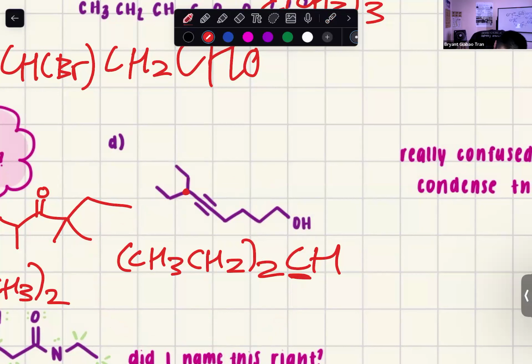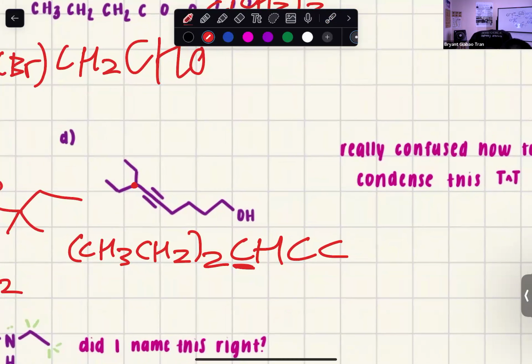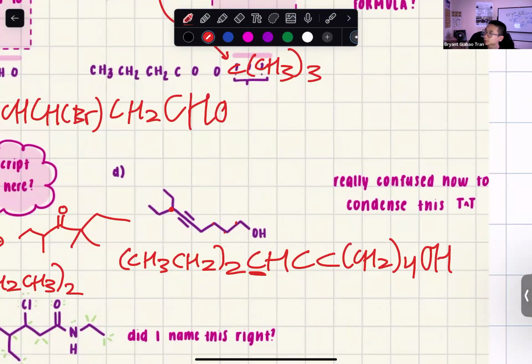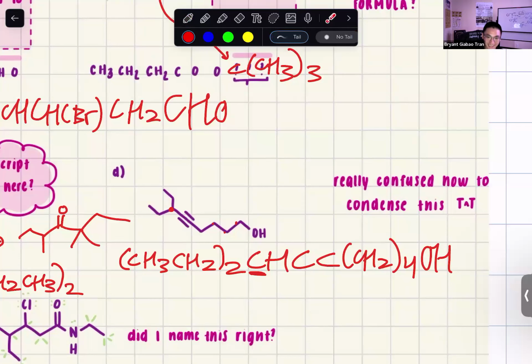The next is an alkyne, so we put CC. And then I think you got the rest, right? Like CH, let's see, 1, 2, 3, 4. So that's at least 3. So we could do CH2, 4, and then OH. Or you could put CH2, CH2, CH2, CH2, OH. That's also acceptable. But keep in mind, since it's more than 2, then it's okay to have it as 4. It has to be more than 2, at least 3, for the parentheses chain. Okay, that's more than 2. At least 3.